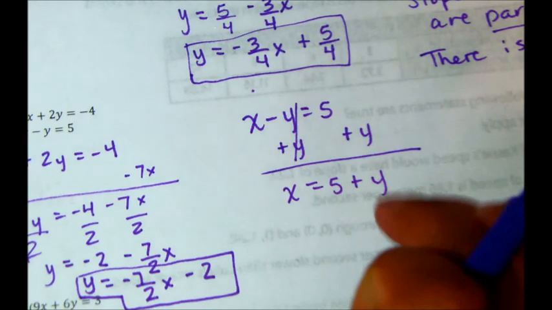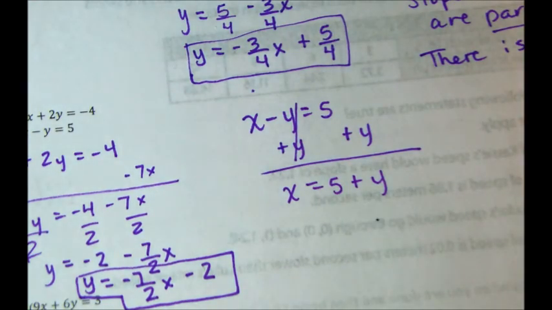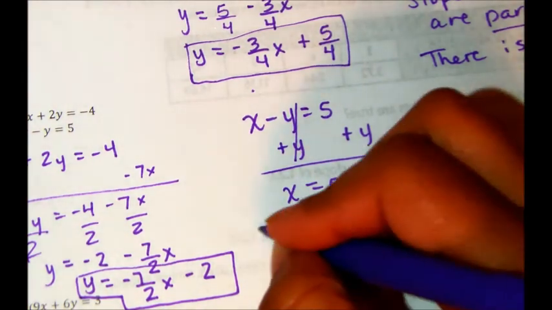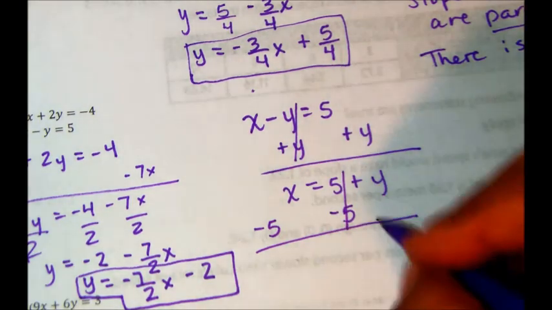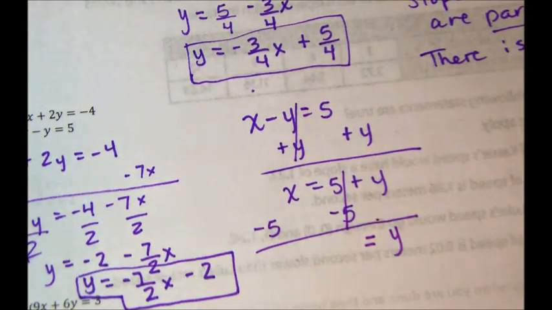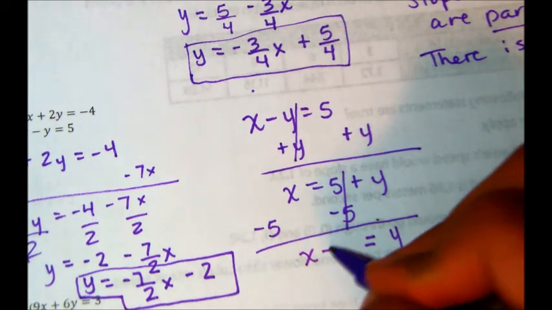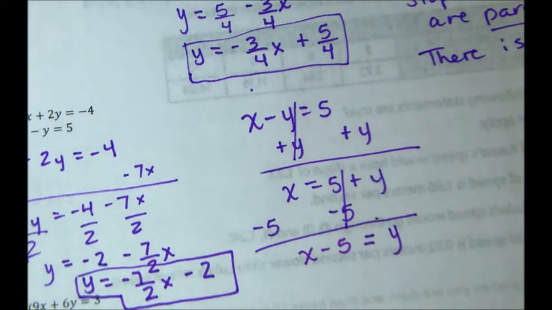I want the y alone, so I'm going to subtract 5 from both sides. The 5's are going to cancel out. Now I'm left with y equals x minus 5.